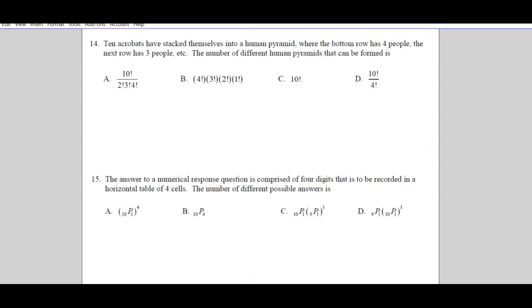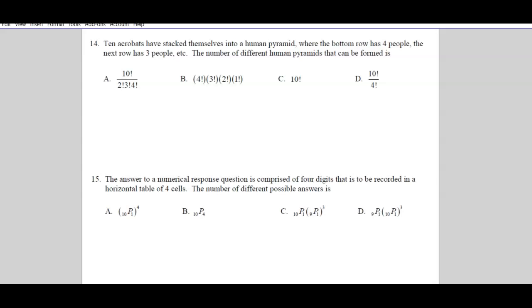So then let's go to number 14. I think this came from an old diploma. 10 acrobats stack themselves into a human pyramid. The bottom row has 4, the next has 3, etc. The number of different human pyramids that can be formed is... So this would be thinking that each row is sort of different, that physically those rows are separated.